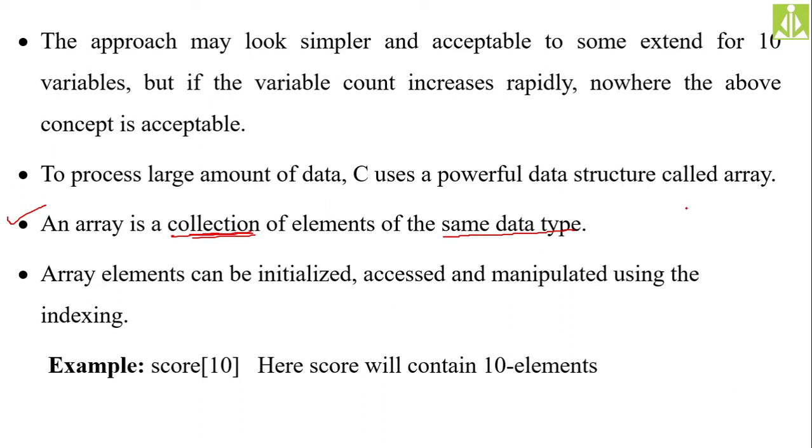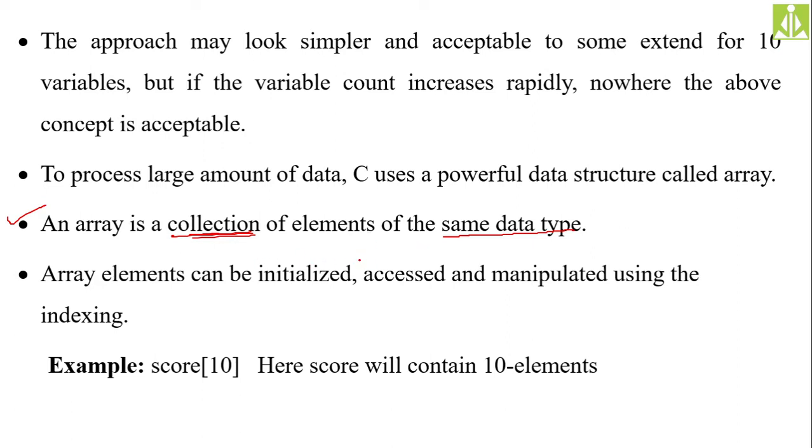If you are creating an array of integers, then you can store only integers into that array. It is not possible to store mixed type of values into an array. Mixed type of values means some values of integer type, some of character type, some of float type; like that we cannot store. All values should be of the same type when you are storing inside an array. Array elements can be initialized, accessed and manipulated using indexing.